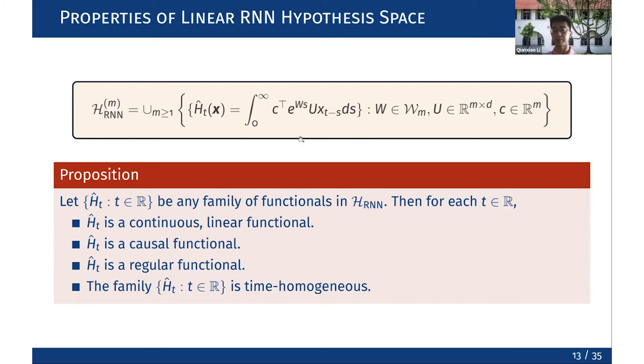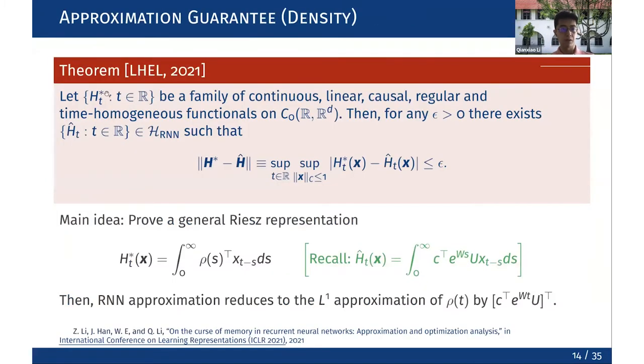So the first main result: these properties are necessarily true for RNNs, but it turns out that any functional that satisfies these properties can be approximated by a recurrent neural network up to arbitrary accuracy. So this is the first result. We assume a family of continuous, linear, causal, regular, time homogeneous functionals. Then we can in fact approximate each of these functionals by a sufficiently wide recurrent neural network up to any arbitrary accuracy, and this norm is the supernorm over both time and input. All right, so this is a density result, as we recalled earlier.